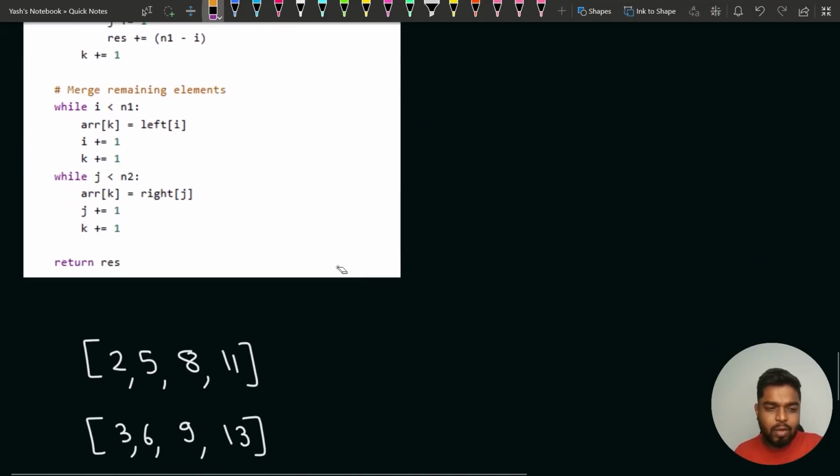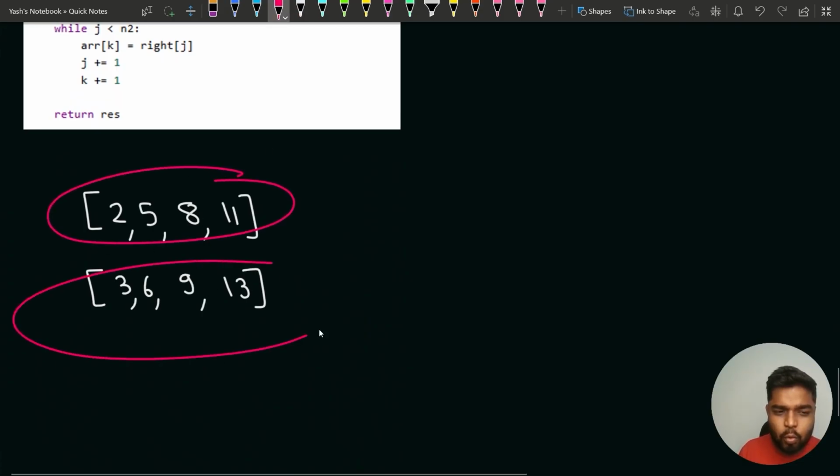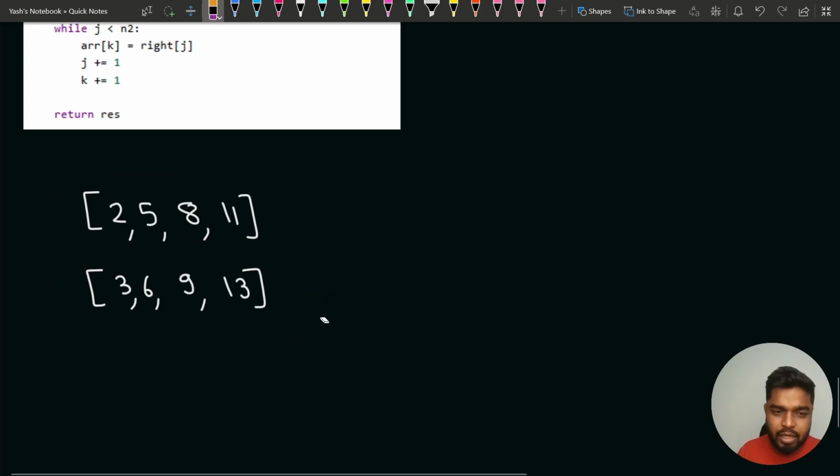Suppose you have this particular array here, this whole array was there, but you broke it down into two parts, and now you have to merge it. What you can see here is that one i pointer would be standing here and another j pointer is standing here.